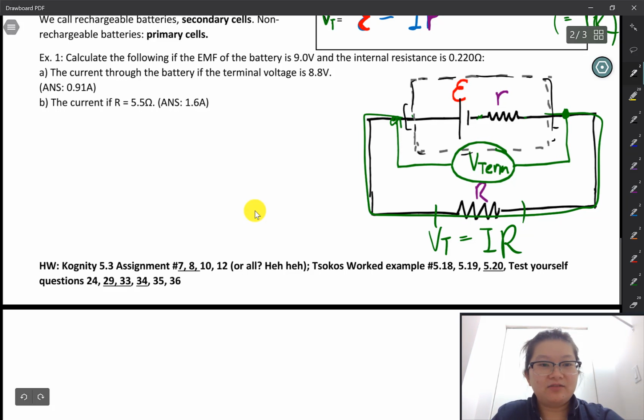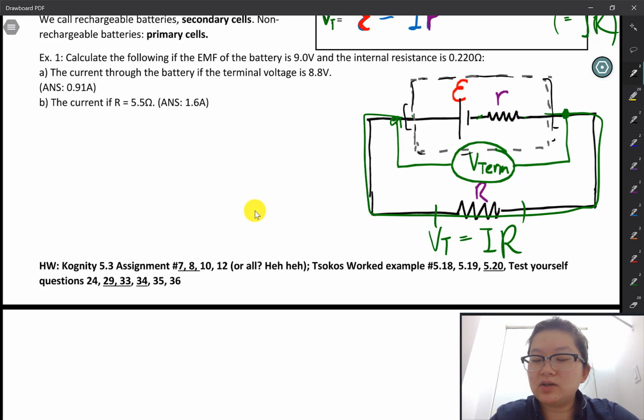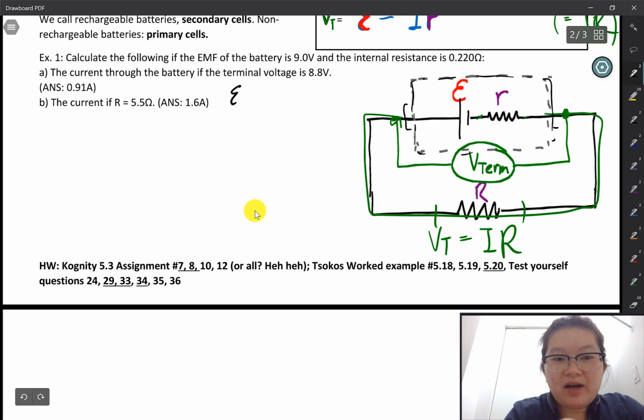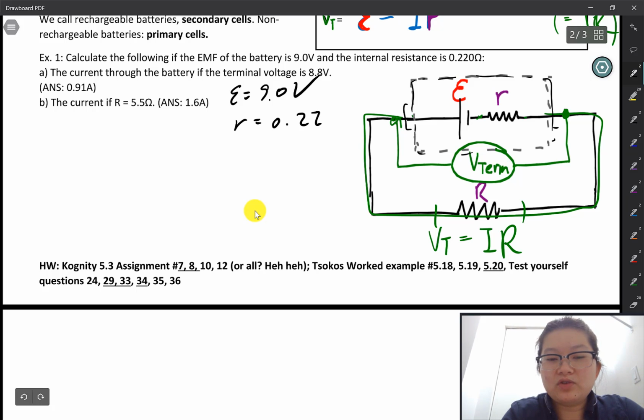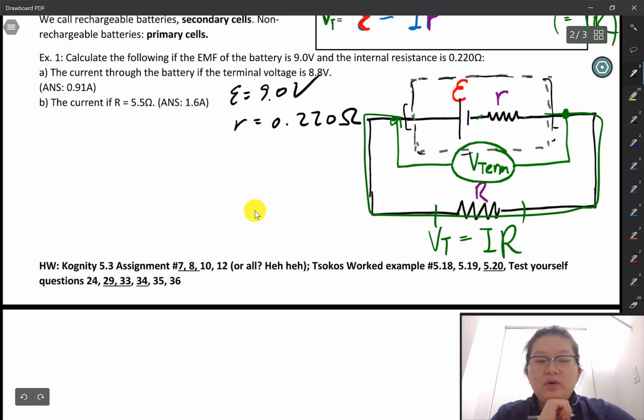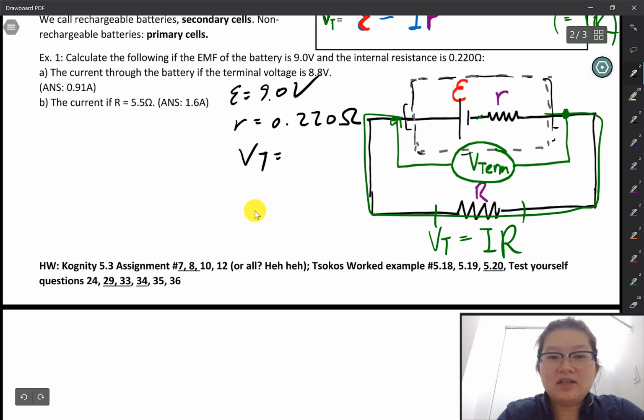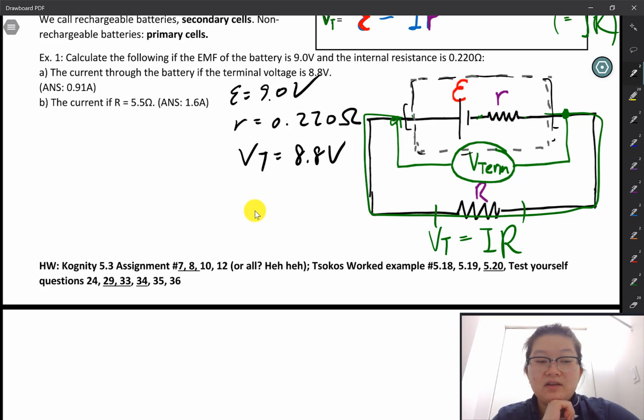Example 1, calculate the following. If the EMF of the battery is 9 volts, so that's the EMF over here, and the internal resistance is 0.220 ohms, A, find the current through the battery if the terminal voltage is 8.8 volts, and B, find the current if we know the external resistance, which is 5.5 ohms.